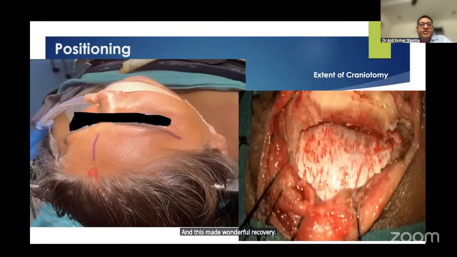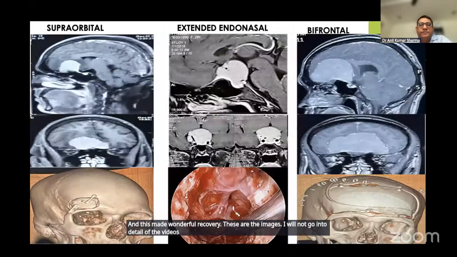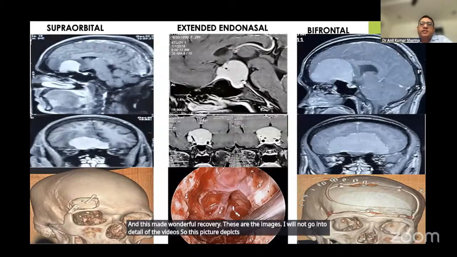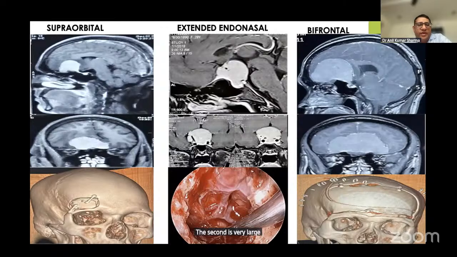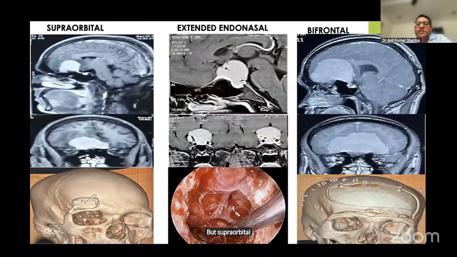So these are the images. I will not go into detail of the videos. This picture depicts a variety of tumors. The first scan is the one we discussed, extending unilaterally, done supraorbital. The second, with medial optic canal invasion, we operated by an extended endonasal approach. And the third is a very large tumor that we did by frontal craniotomy. These lesions can also be done by a standard craniotomy, but supraorbital keyhole is very difficult for these kinds of very large tumors.